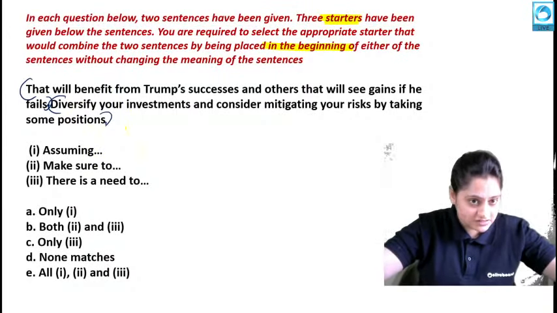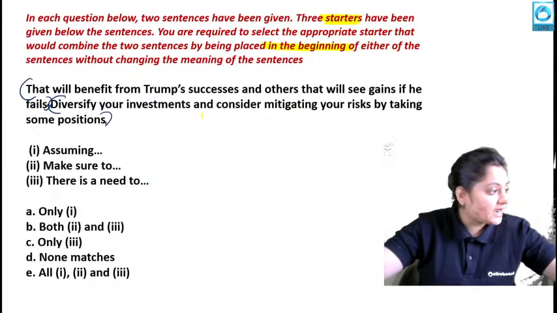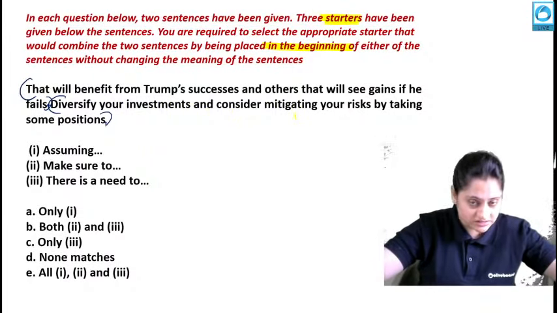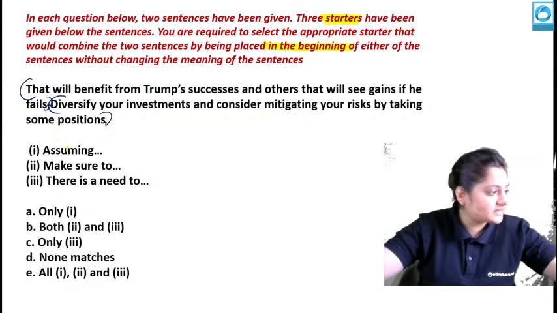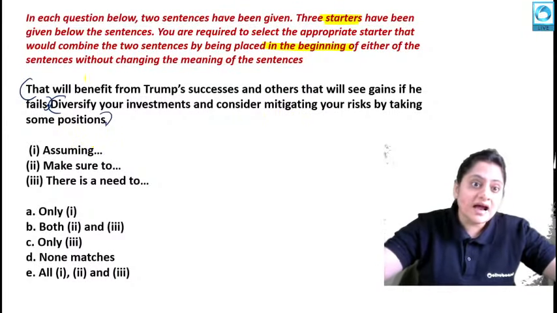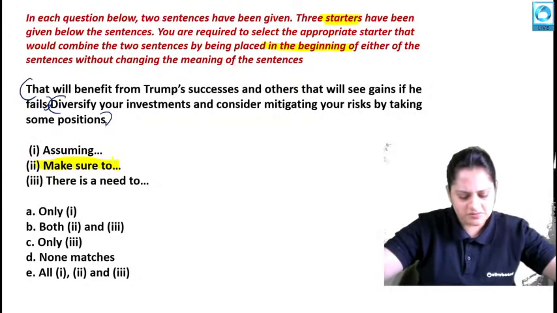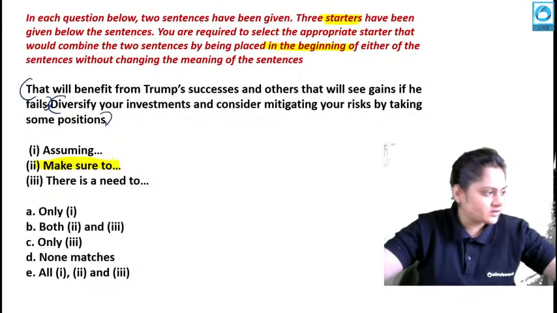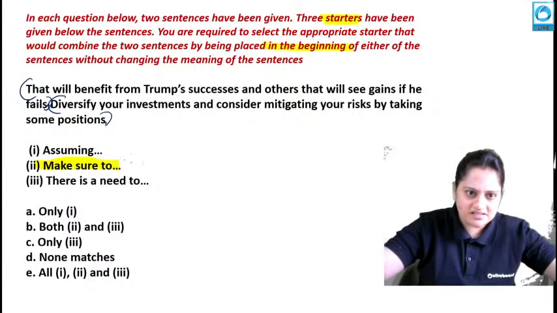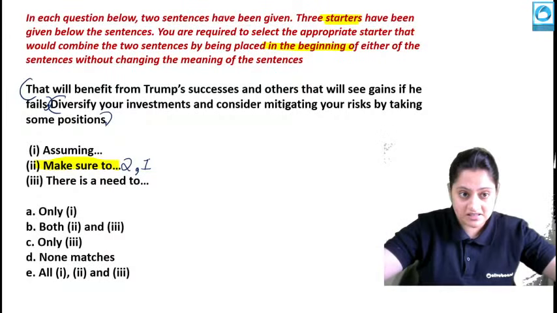Make sure to diversify your investments and consider mitigating your risk, reducing your risk by taking some positions that will benefit from Trump's successes. Okay? Nahi. Mohan bola none matches. Why can't I start with 2? I think it is matching, Mohan, if I start with 2. Right? Yeah, make sure to diversify. First, I will start with this phrase. I will put my second statement, comma, I will put my first statement. If you read, it makes sense.